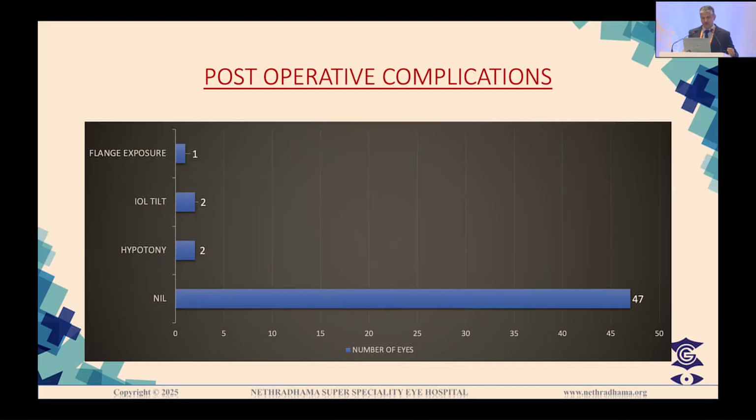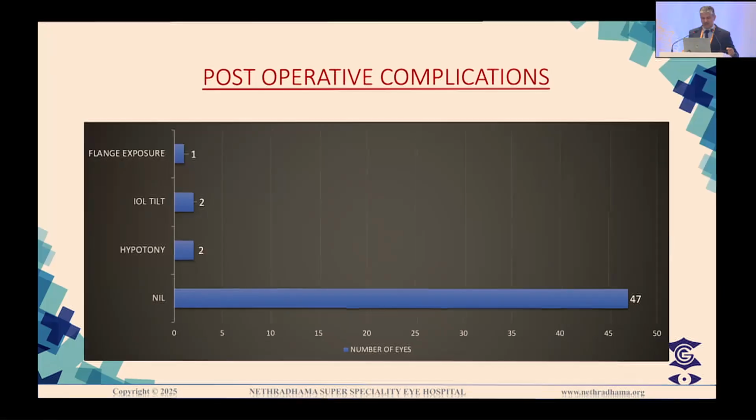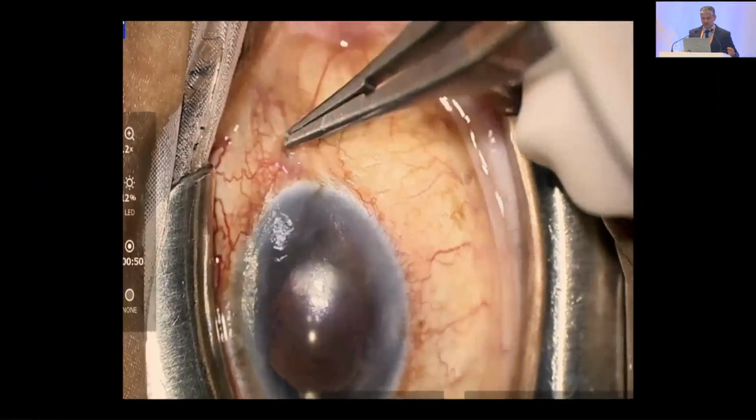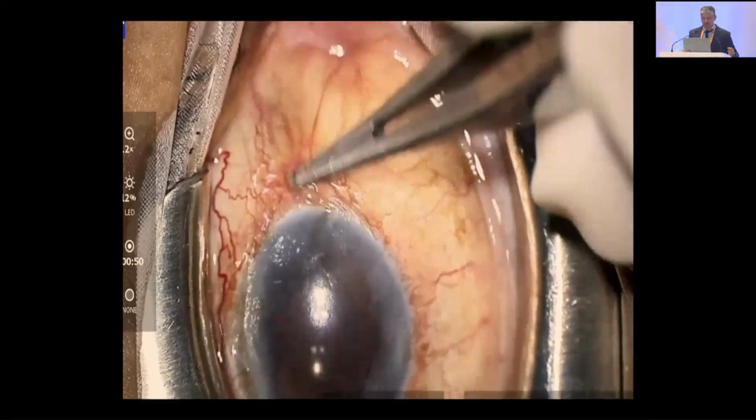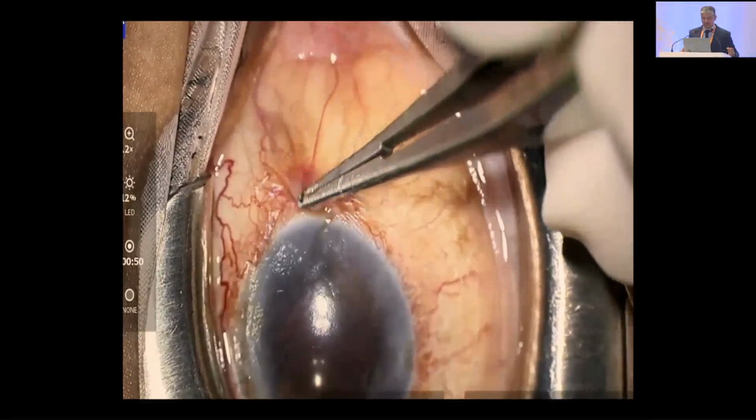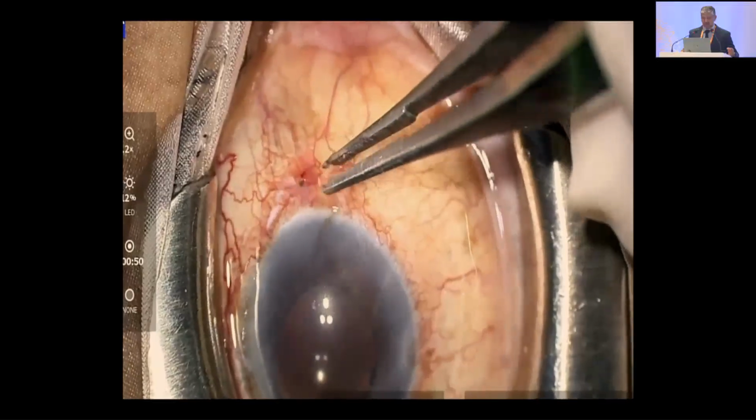We had flange exposure in one case because of a loose suture. We again revised that and it was normal. IOL tilt in 2 cases and hypotony. And this is the kind of revision. So you always have to see that you flange it properly and cover it with conjunctiva.